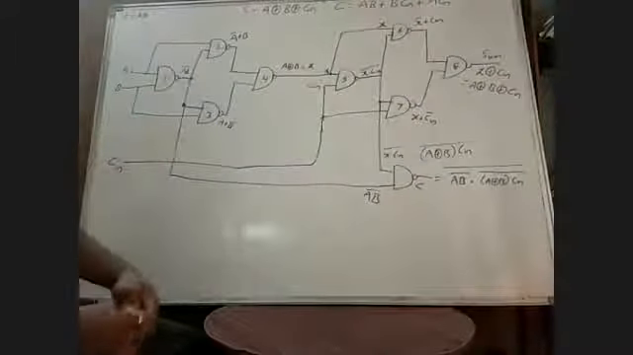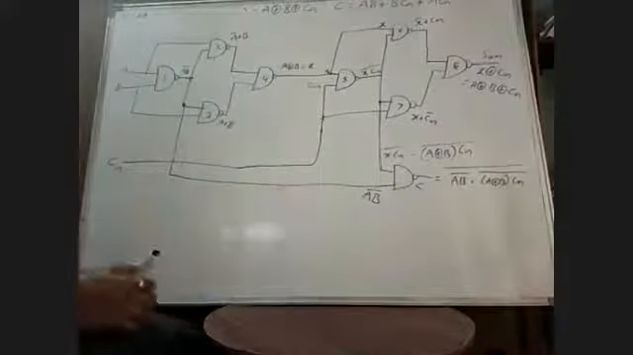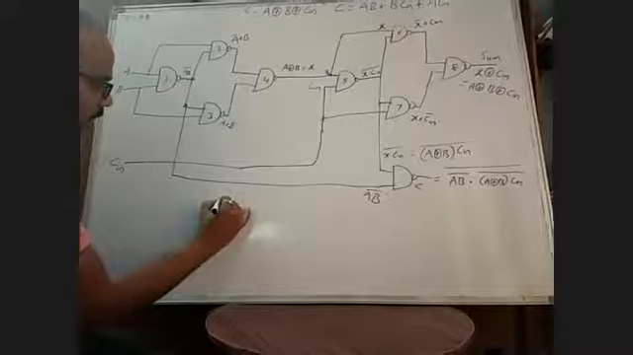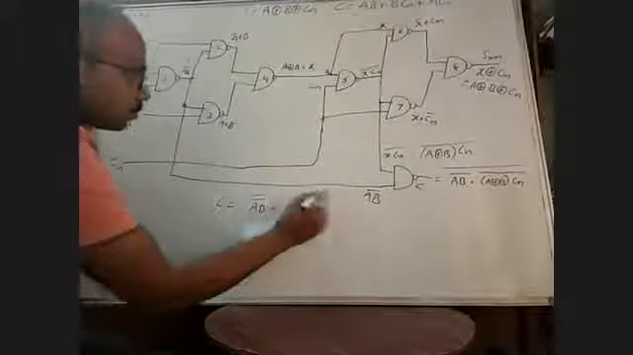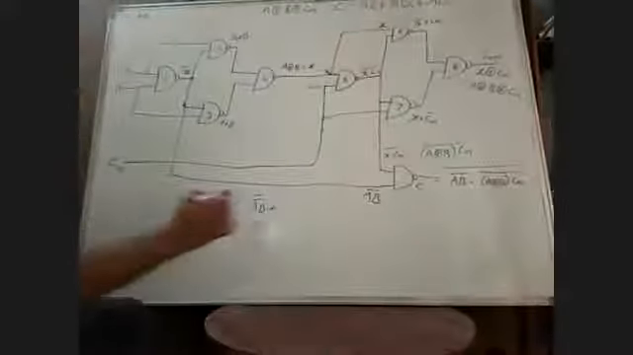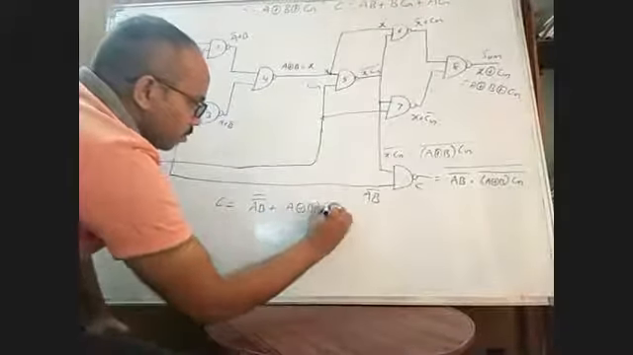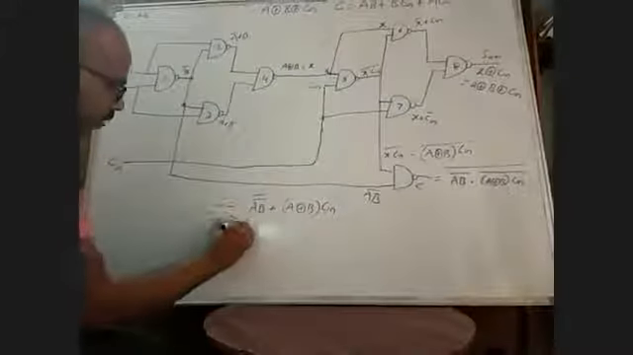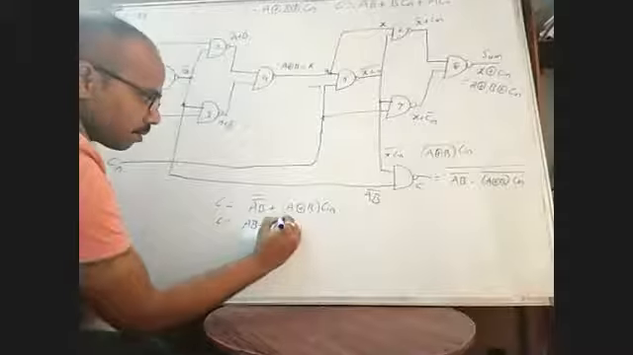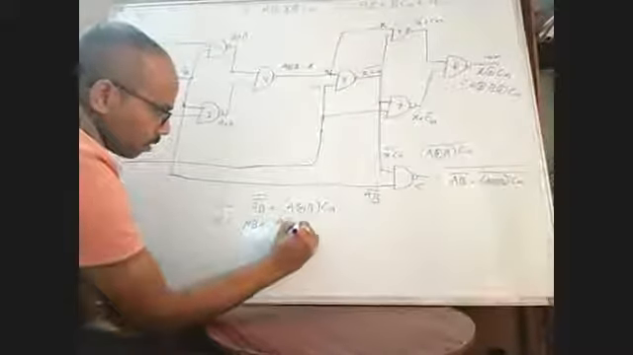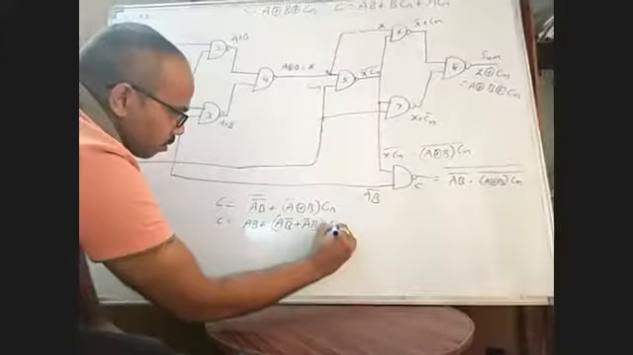Now apply De Morgan's law. P into Q whole bar is P bar plus Q bar. That is, I am writing this as carry equals AB double complement plus, I am applying the double complement now. Double complement applies to A exclusive or B into C in. Carry equals AB plus, I am expanding this now, AB bar plus A bar B into C in.